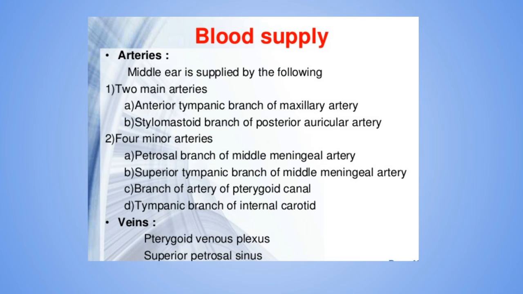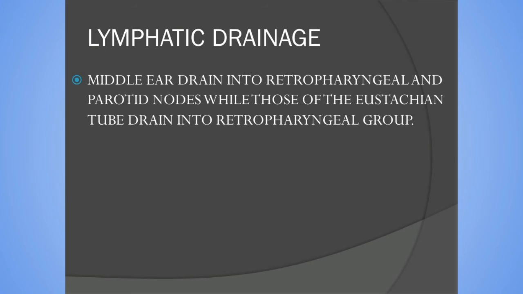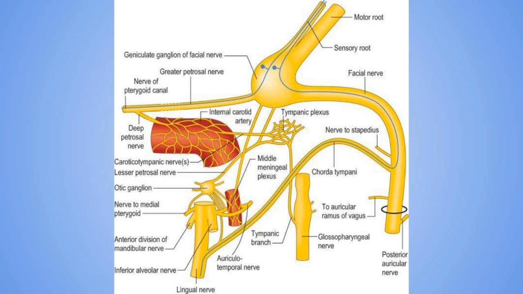Now the venous drainage over here is that the veins from the middle ear drain into the superior petrosal sinus and the pterygoid plexus of veins. Over here the lymphatic drainage passes to the preauricular and the retropharyngeal lymph nodes. Now over here the nerve supply.